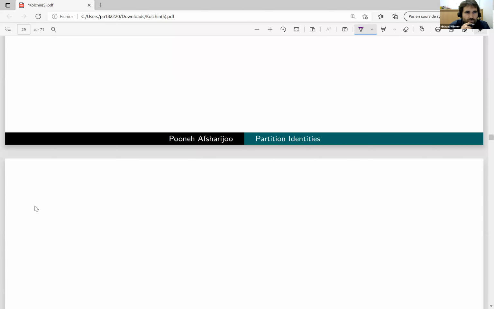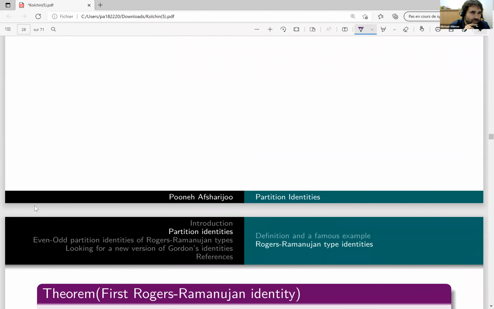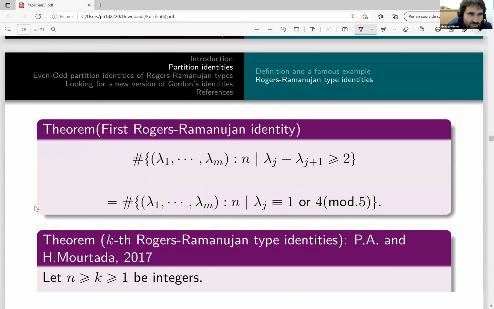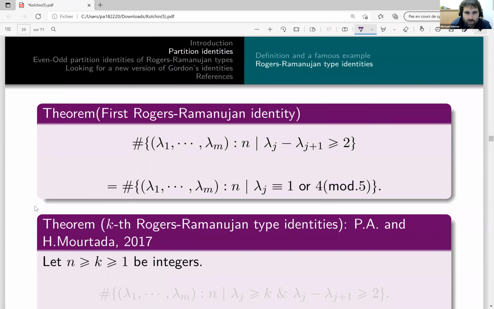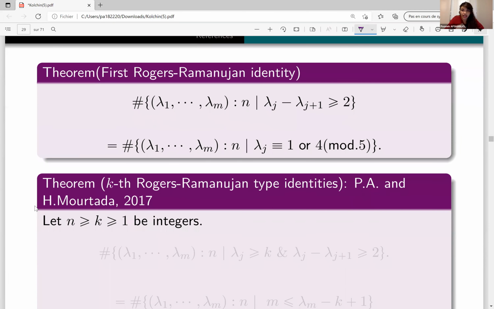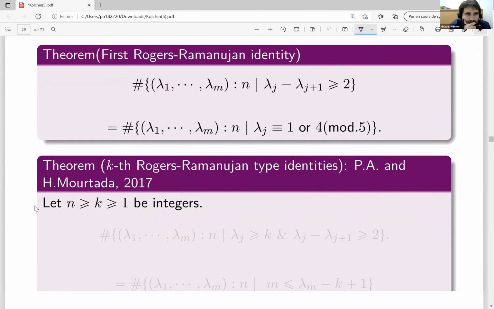If I may interrupt you, there's a question in the chat. It's asking, is there a natural bijection between the two kinds of partitions of n in Gordon's theorem? Can you say something about that? No. Actually, even for the case r equal to 2, for the Rogers-Ramanujan identity, we couldn't find a bijection yet. It is a big open question. Thank you. You're welcome.